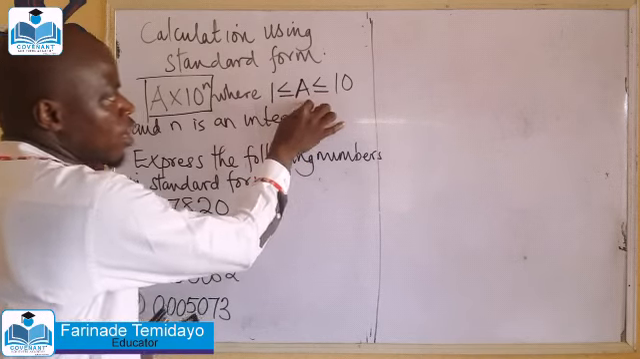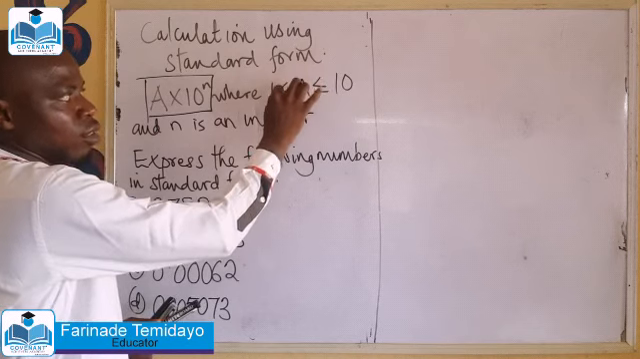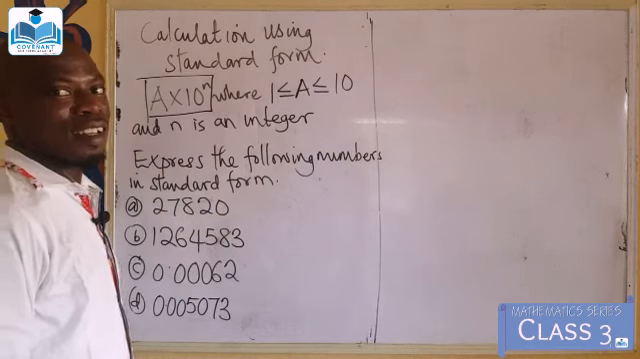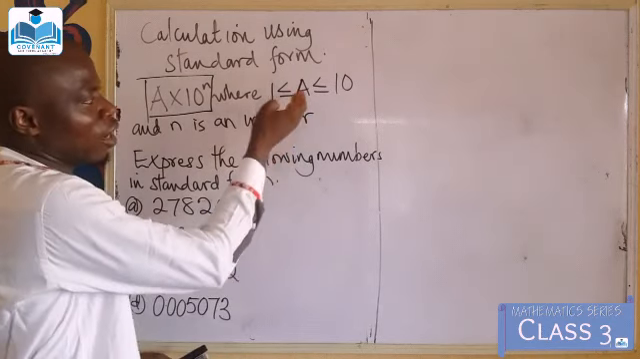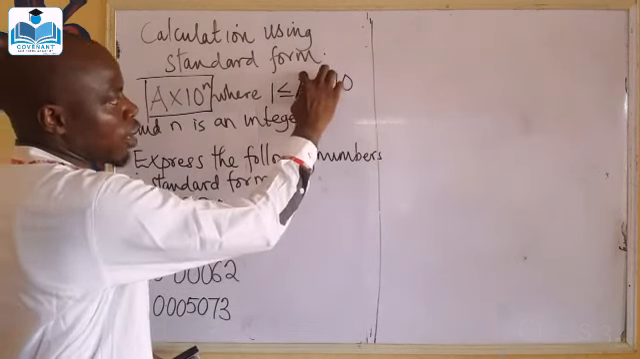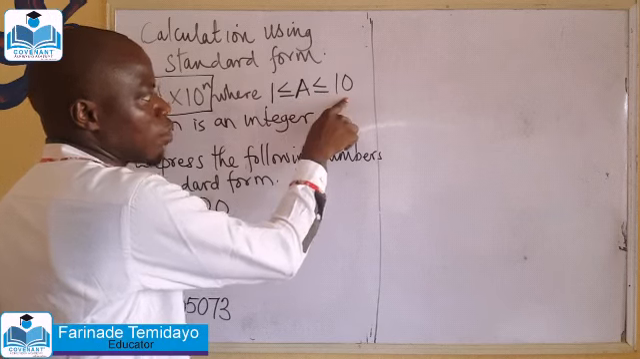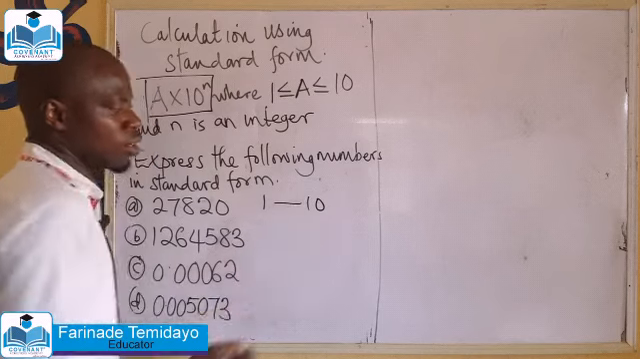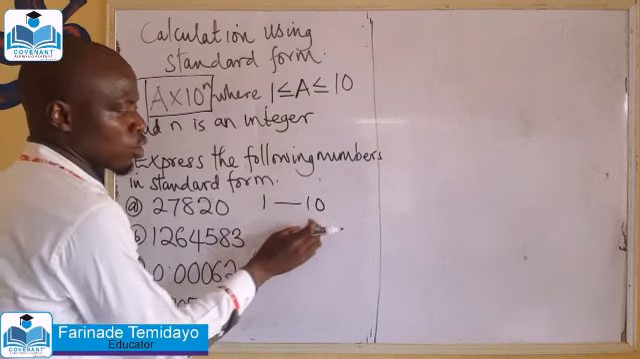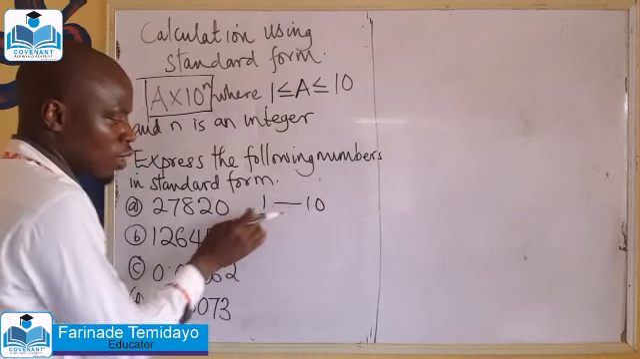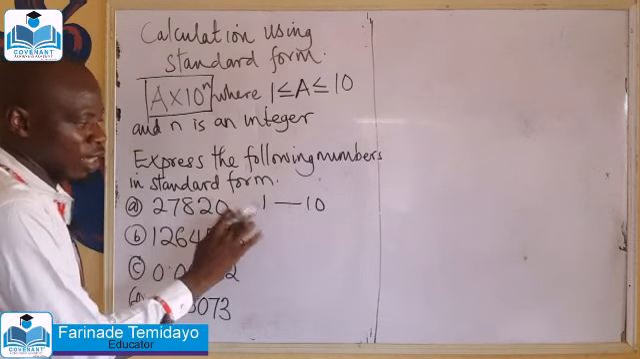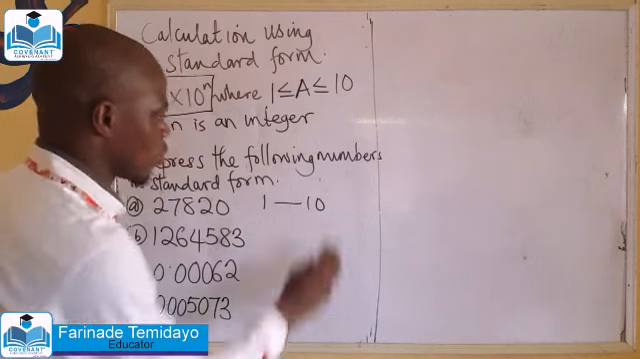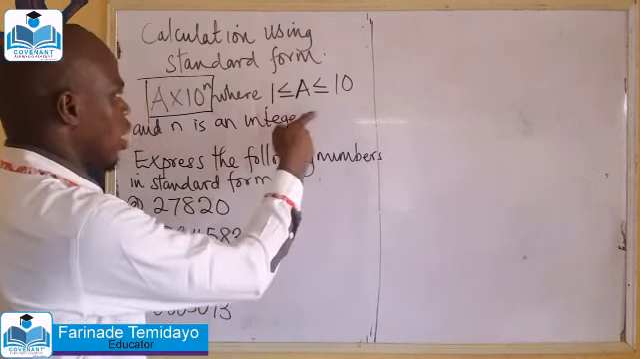That means your A is greater than or equal to 1, and A is less than or equal to 10. That means A is between 1 to 10. It must not exceed 10 and it must not be lesser than 1. That is what your A is standing for in that number. So that is what is meant by the value for A in standard form.